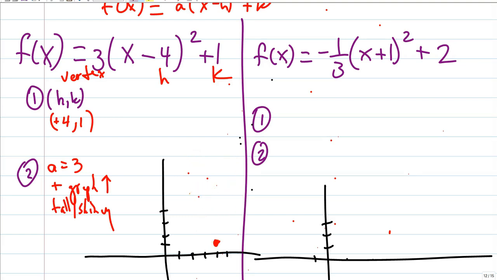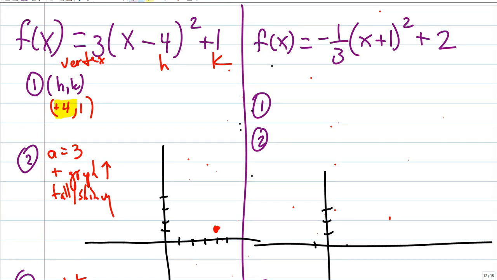For the homework, they're going to want you to plot a specific point. So what did I tell you to do? I said plot a point around the vertex. We've got the vertex here at 4. So plot a number around 4, like for instance, how about 5? Plug in a 5 to this equation.